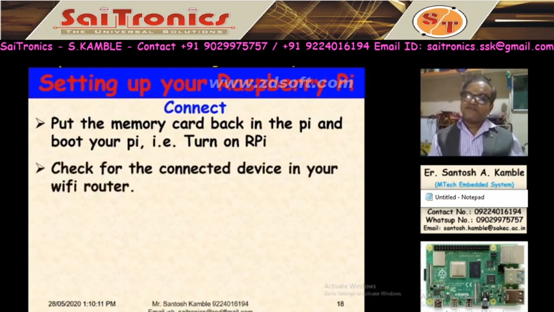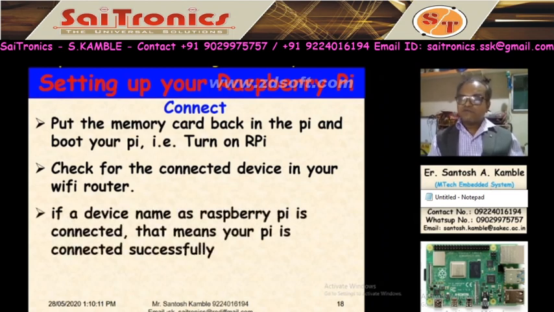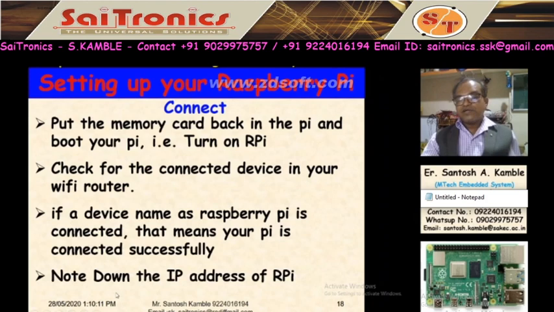Next, check for the connected devices in your Wi-Fi router. So you have to find out the IP address of the Raspberry Pi, and for that you can check your device name. For checking the IP address, there are different software. So you can use IP scanner also, and note down the IP address. The IP address is very important. All operations, all connections are done through the IP address.